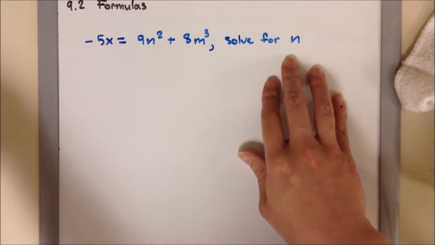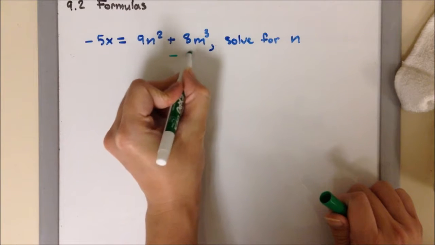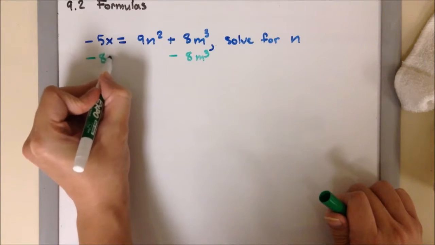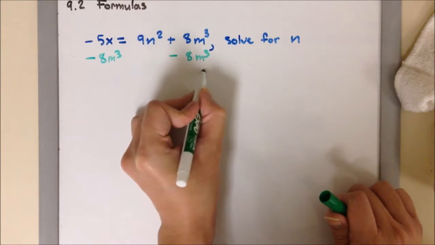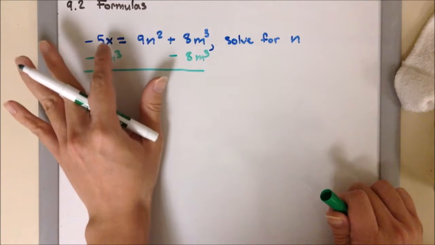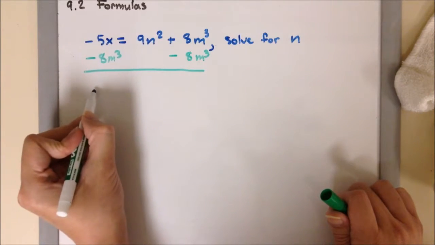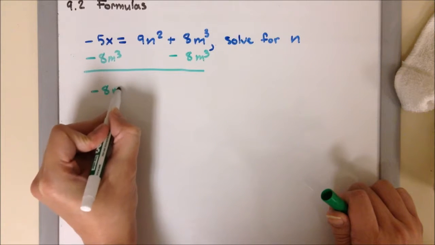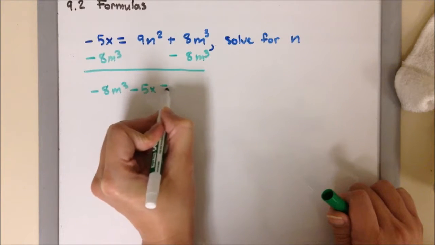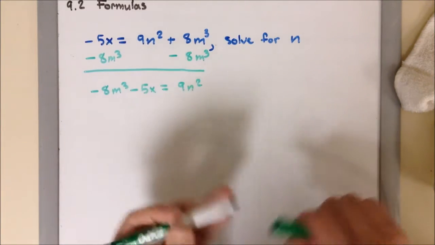What you're going to do is cancel out the 8m to the third. So minus 8m to the third, minus 8m to the third. Here, I'm going to write it in terms of exponents, so the highest exponent is going to go first. So negative 8m to the third, and then minus 5x, and then equal 9n to the second power.